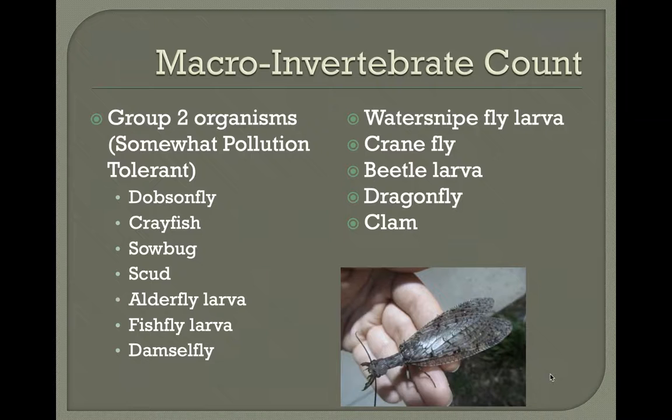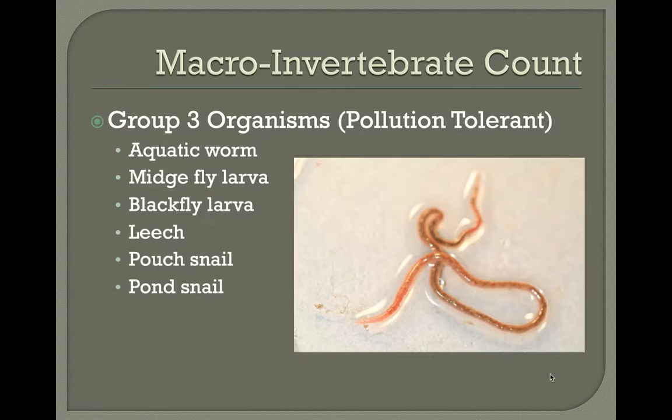And then these organisms right here. This is the aquatic worm, leeches, some snails. All of these are pretty pollution tolerant. And so if you get down to a pond or lake and all you've got is leeches and snails, and you don't have any other flying organisms or anything like that, then you may have some issues with some pollution.